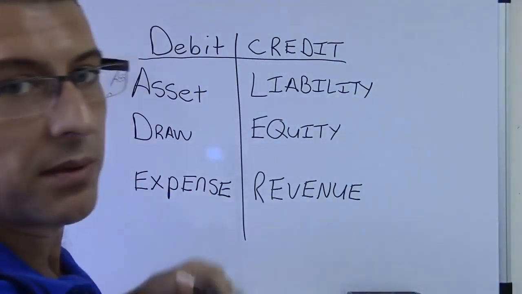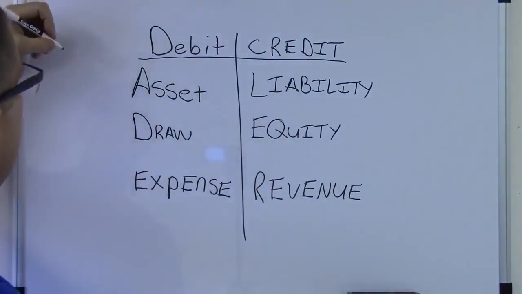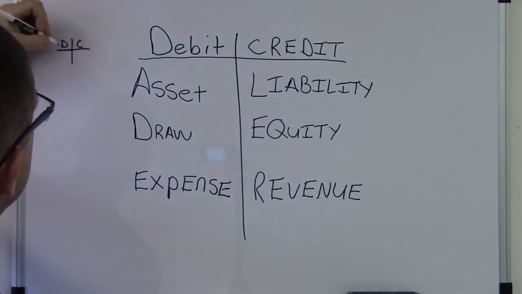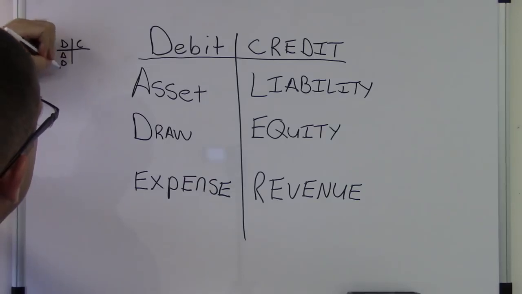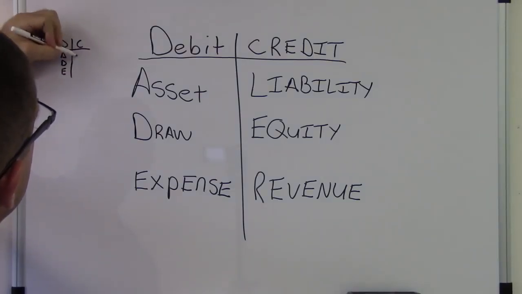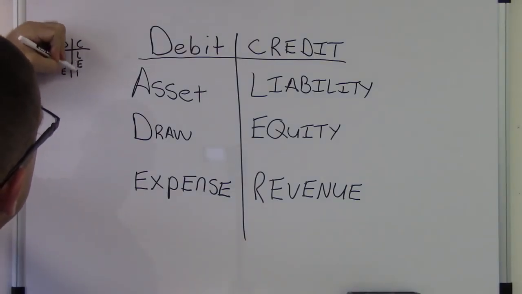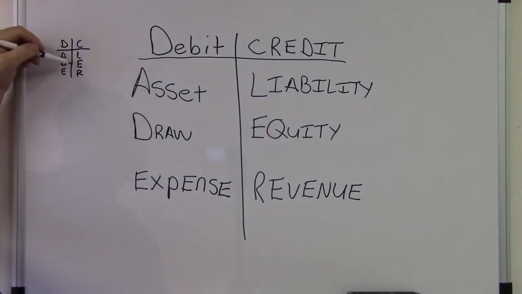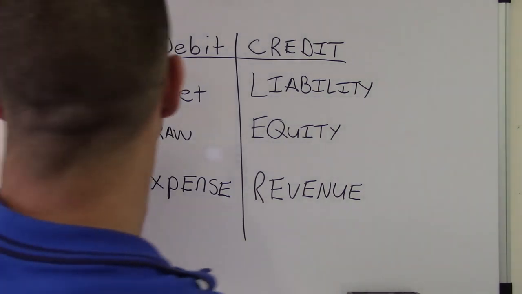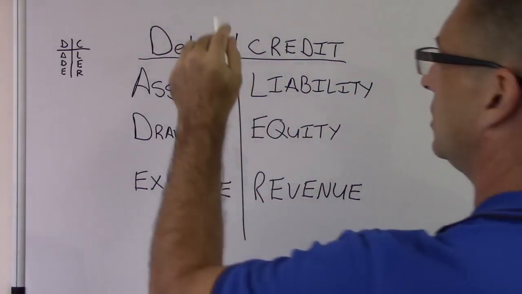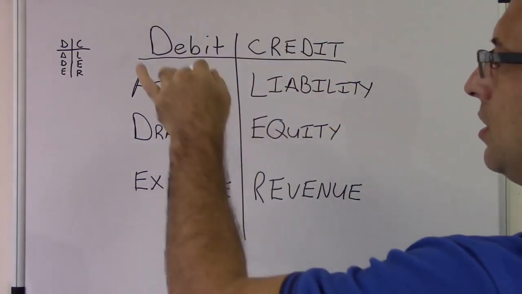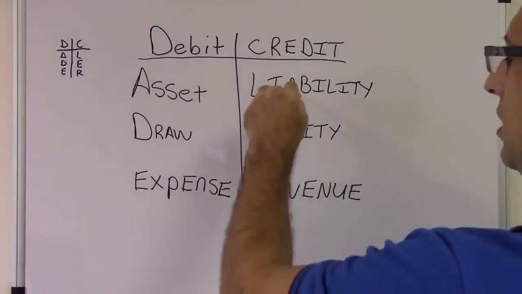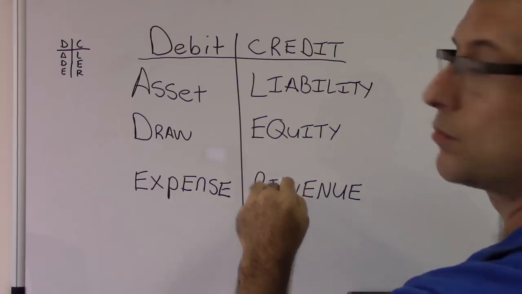I'm going to do this on all my basic accounting tips from now on. We're going to go DC, debit, credit, AID, LER. Now, I'm a CPA and I still do this. You can do this in the first day of accounting class. DC, AID, LER. Debit, credit, asset, draw, expense, liability, equity, revenue.